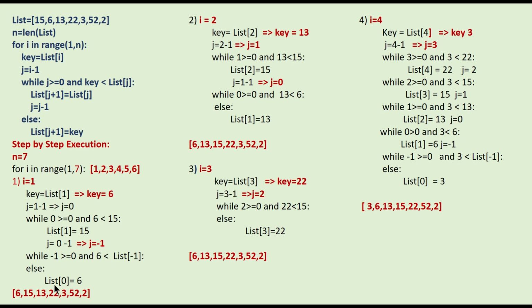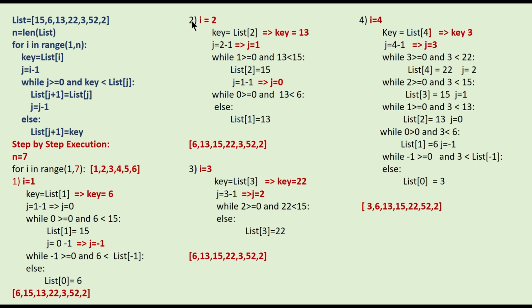So in the else part, what am I having? List of j plus 1. What is the value of j? It is minus 1. So minus 1 plus 1, it will become 0. So list of 0 is equal to 6. So what I have done, I am bringing the smallest element to the first position. That is, after this, 6 and 15 is sorted.